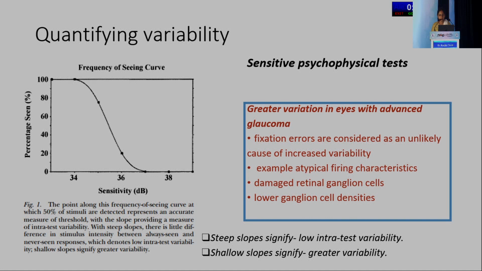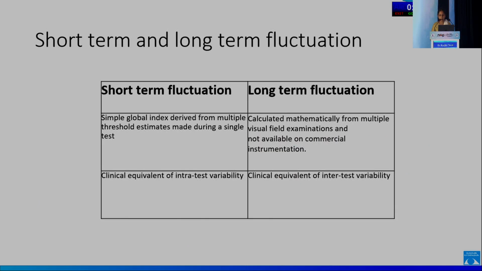So how can we quantify this variability? Intensive psychophysical tests have been conducted and the frequency of seeing curve has been plotted. The point along this frequency of seeing curve at which 50% of the stimuli are detected represents an accurate measure of the threshold, with the slope providing a measure of the intra-test variability. So steep slopes signify low intra-test variability and shallow slopes signify greater variability. Eyes with advanced glaucoma show greater variation, which may not be due to fixation errors, but may be mostly due to atypical firing characteristics, damaged retinal ganglion cells, and a lower ganglion cell density.